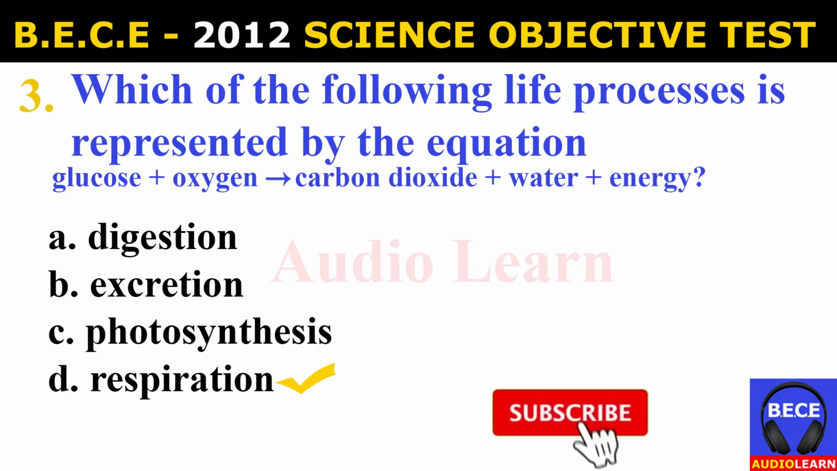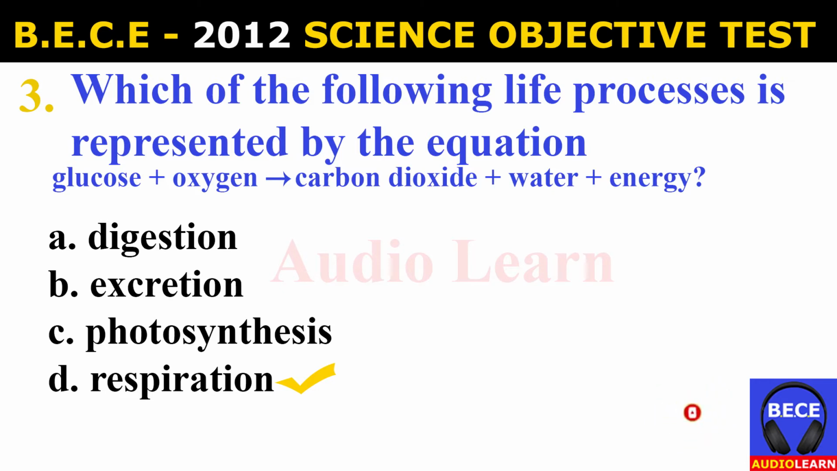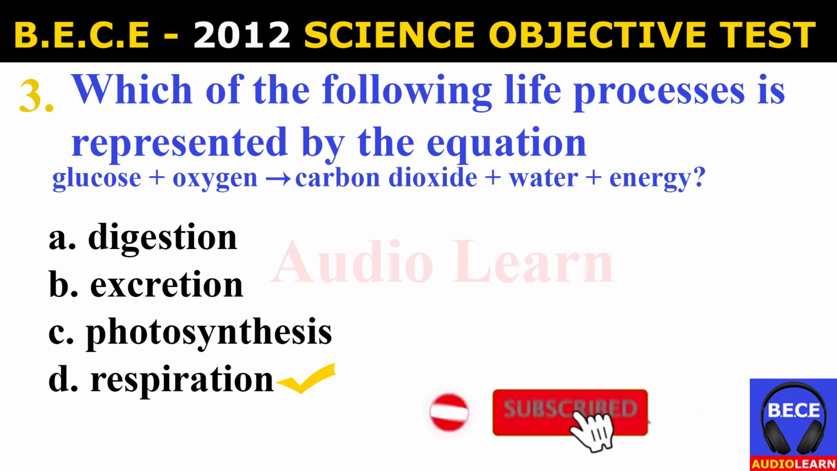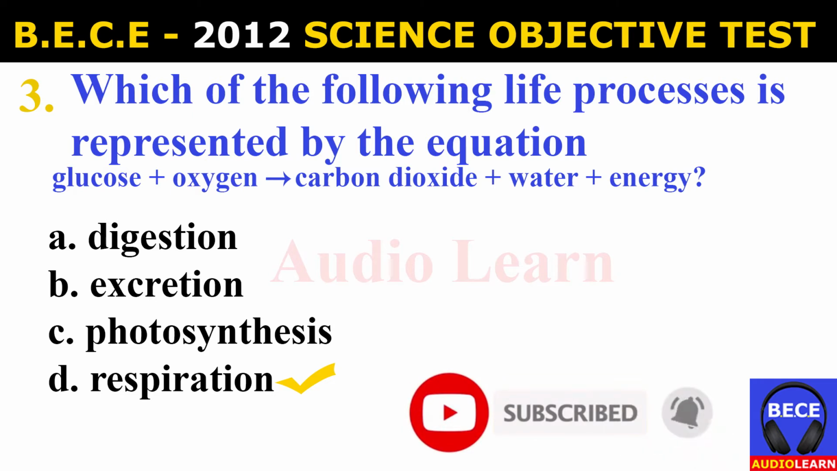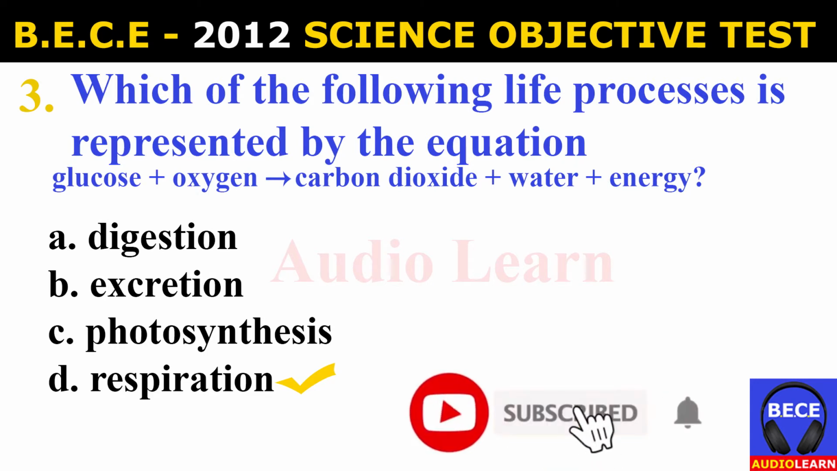Number 3. Which of the following life processes is represented by the equation glucose plus oxygen to carbon dioxide plus water plus energy? And the possible answers are A, digestion, B, excretion, C, photosynthesis, D, respiration. And the answer is D, respiration.